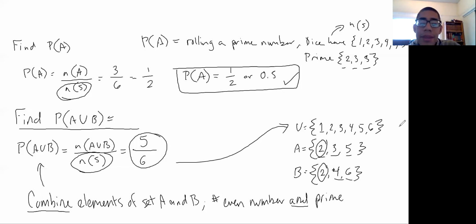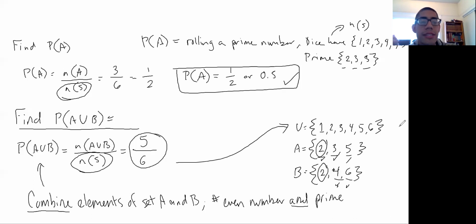Set A and set B, union just means I combine all of them, right? So if you notice here, set A is 2, 3, and 5. Set B, if you remember, is just even numbers. 2, 4, and 6 are even numbers, right? So if I were to combine the numbers inside of set A and B, I have 2, I have 3, I have 4, I have 5, and 6. 2 is repeated, so I'm not going to repeat that. There is exactly 1, 2, 3, 4, 5.